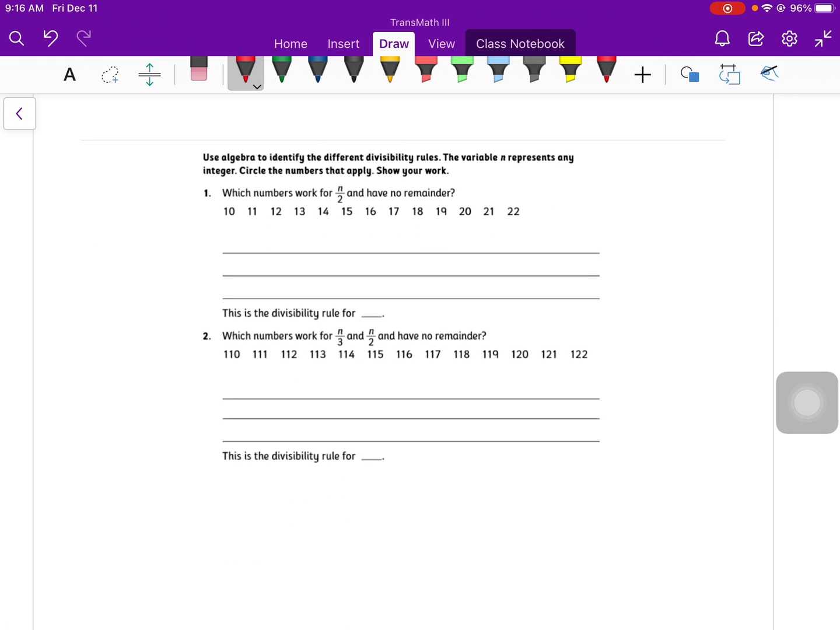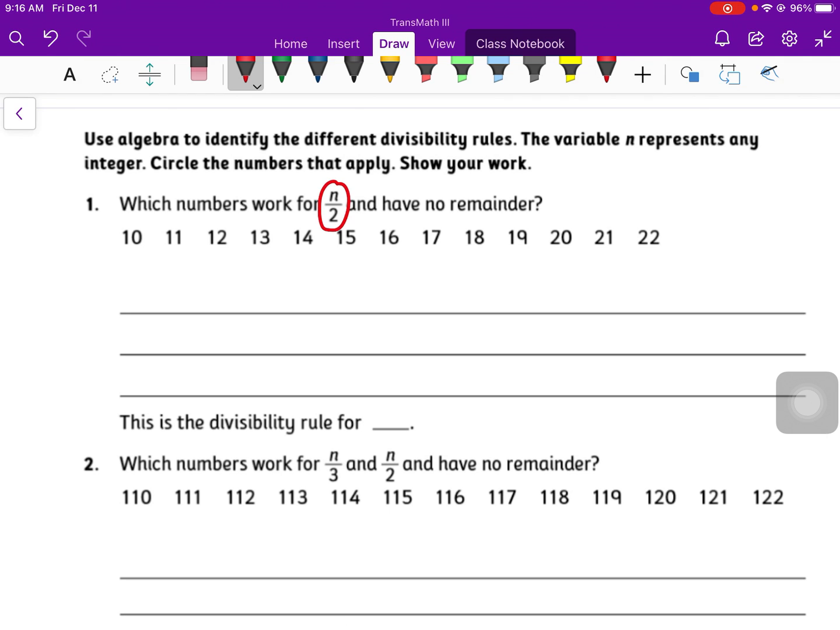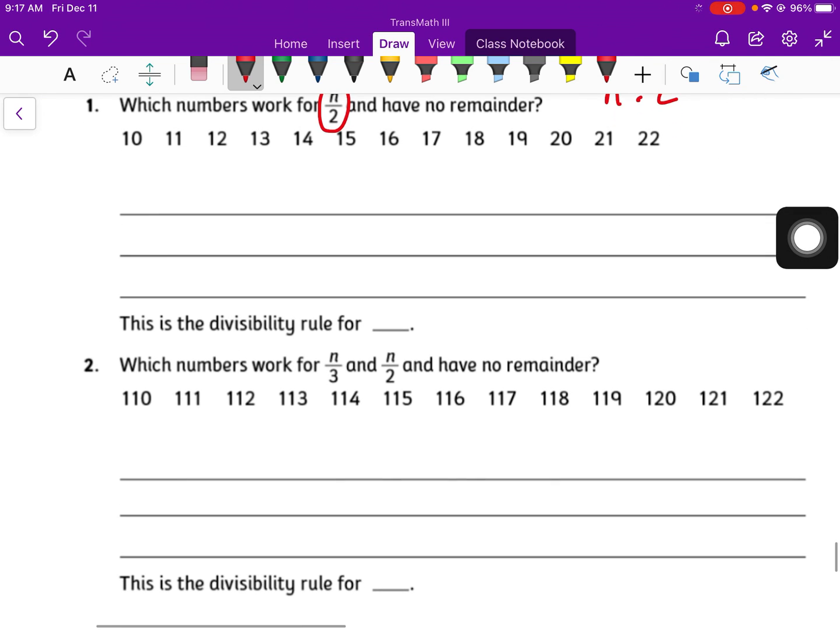So here it says use algebra to identify the different divisibility rules. The variable n represents any integer. Circle the numbers that apply. Show your work. These are terrible instructions in my opinion. So all I want you to do is look at this thing right here. N is a number. So this is saying n divided by 2. These are all of your possibilities for n. Which numbers can you divide by 2 and get no remainder? That's all that's asking. In number 2, which numbers make both of those true? So which numbers can you divide by 3 and also divide by 2?